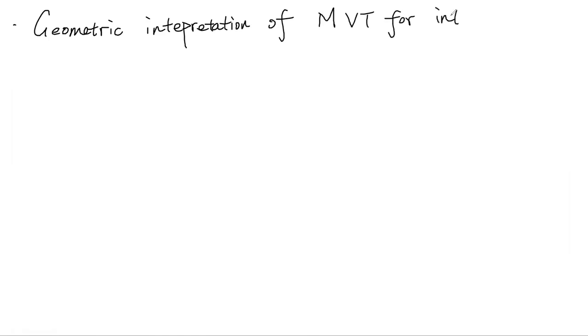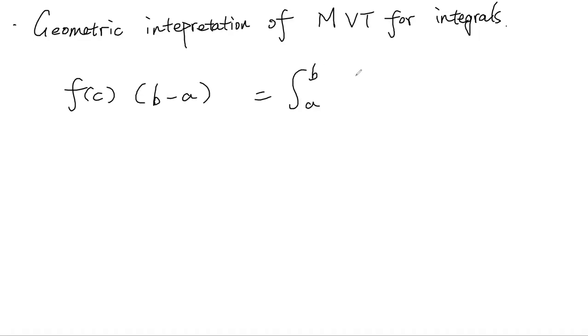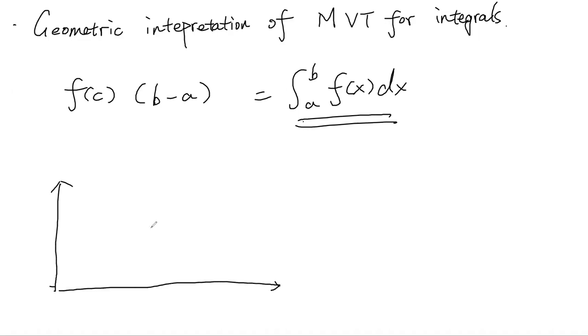For integrals. So if you look at the last expression we have for the mean value theorem, the equivalence expression, f of c times b minus a is equal to the integral from a to b of f of x. On the right-hand side of this equation, this integral is just the area under this curve f of x from a to b.